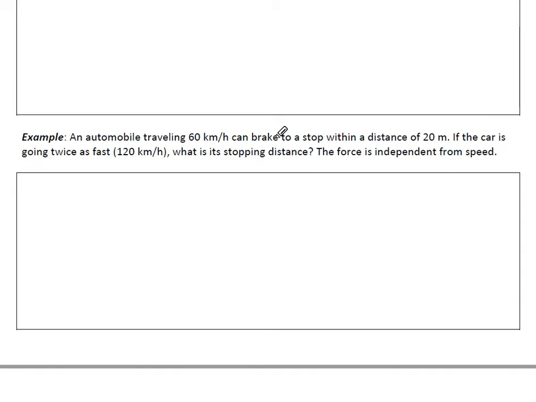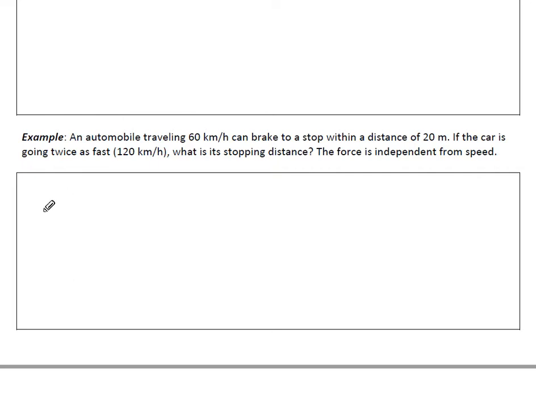This one: an automobile traveling 60 kilometers per hour can brake to a stop within a distance of 20 meters. If the car is going twice as fast, 120 kilometers per hour, what is its stopping distance? And the force is independent of speed, so we're assuming they were able to apply the same type of force from the brakes for either scenario.